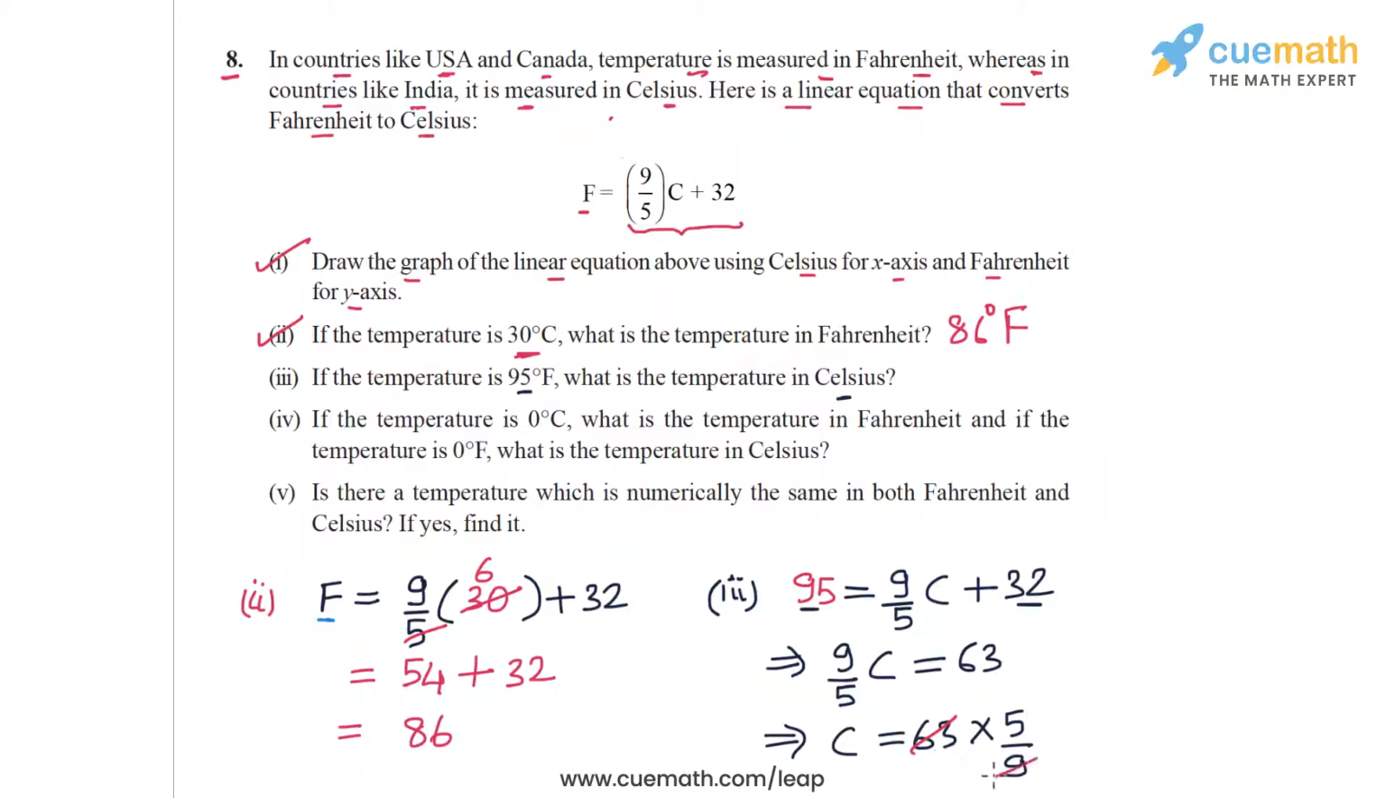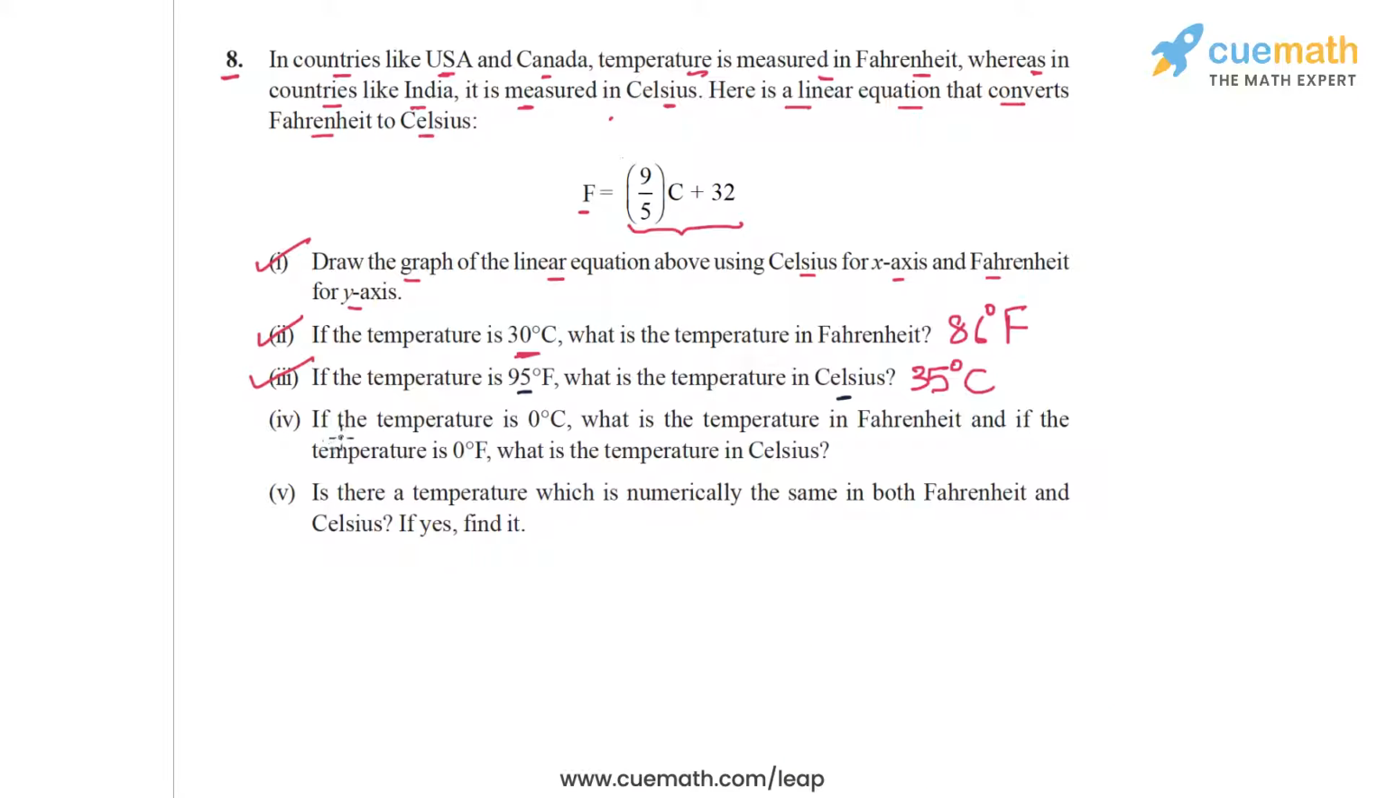And 63 by 9 is 7, and 7 into 5 is 35. So we get C equal to 35, which means that if the temperature is 95 degree Fahrenheit, then in Celsius the temperature is 35 degree Celsius. And this completes part 3.